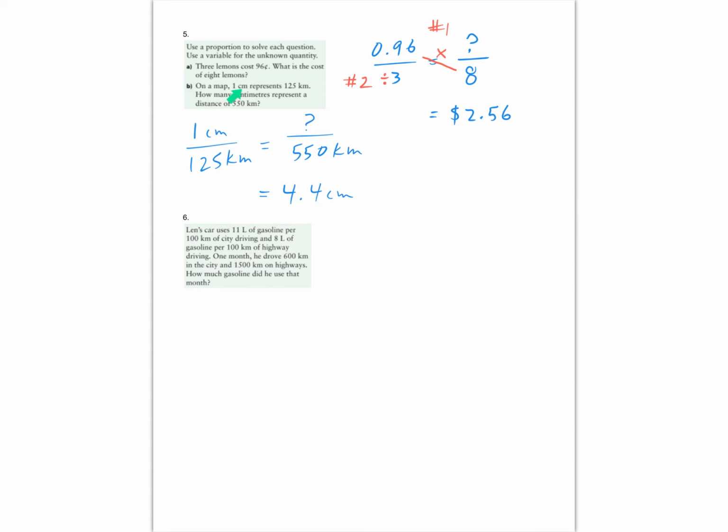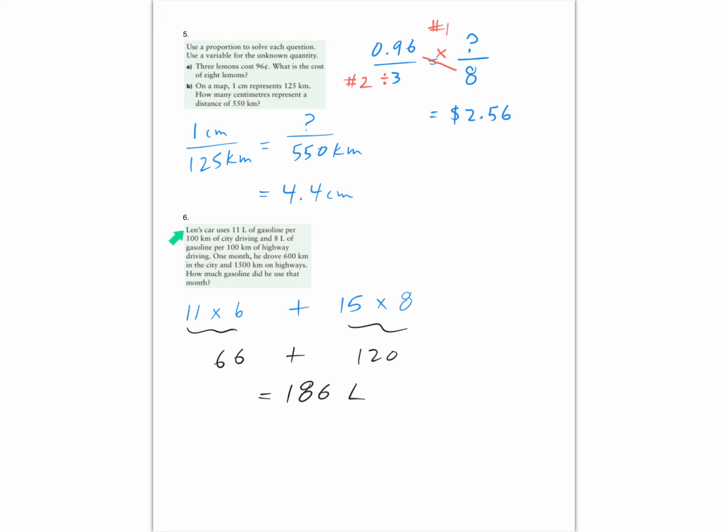On B here, on a map, 1 centimeter is 125 kilometers. How many centimeters represent a distance of 550? So again, we've got a proportion where we're given 3 of the numbers, top, bottom, bottom, and we're missing this top here. So all you have to do is multiply the corners. You can't multiply these corners because you don't have this number. So 1 times 550, that's the first step, and then divide, like we did here, by 125, and you'll get 4.4 centimeters. And that's how you do that one.